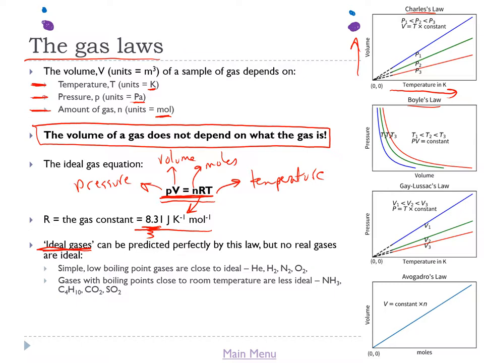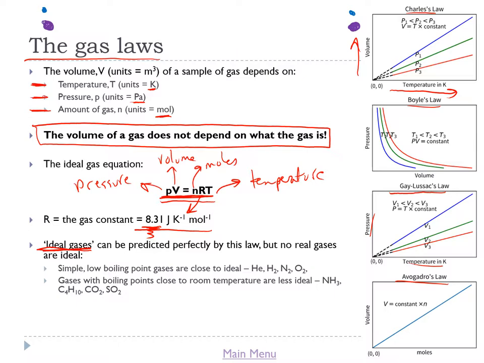We've got Gay-Lussac's law, which tells us that if we keep the volume constant, increasing the temperature will increase the pressure. And again, we get a nice direct proportion straight line. And we've got Avogadro's law, which tells us that if we increase the number of moles, we increase the volume if pressure and temperature are kept constant.